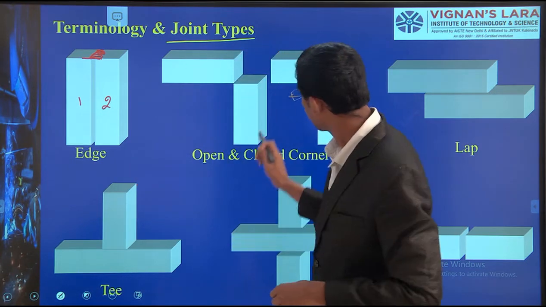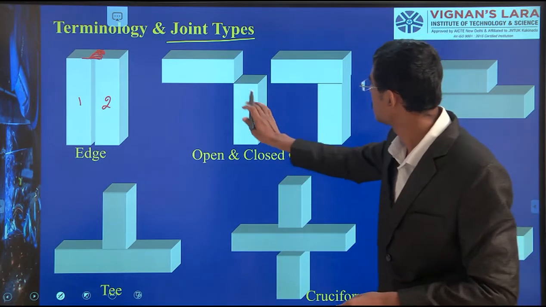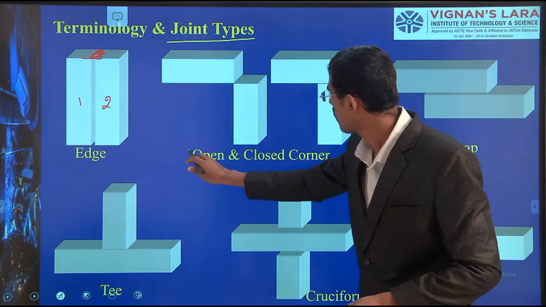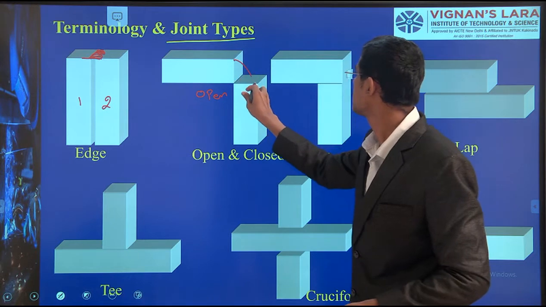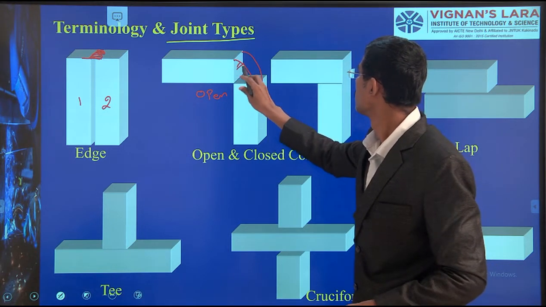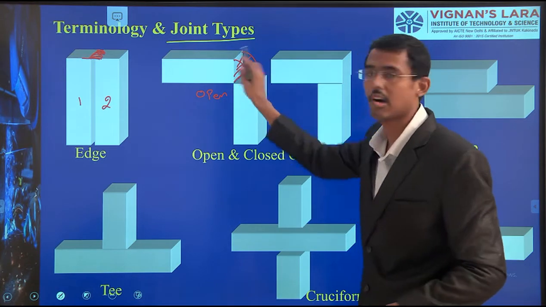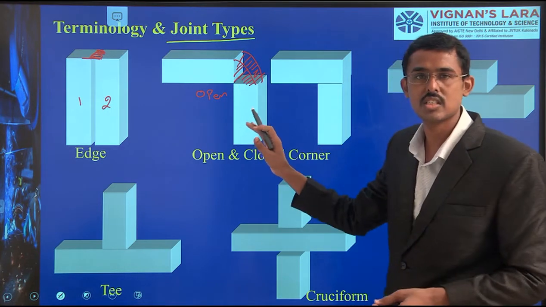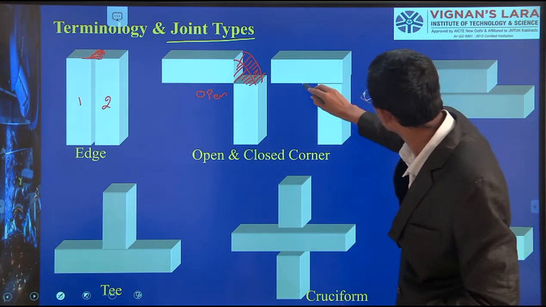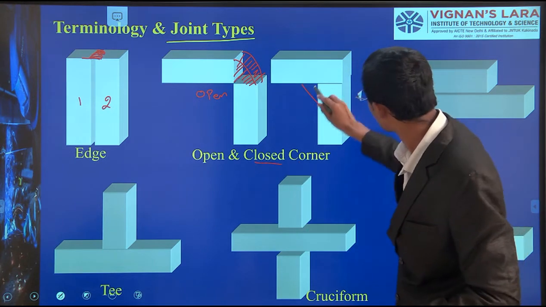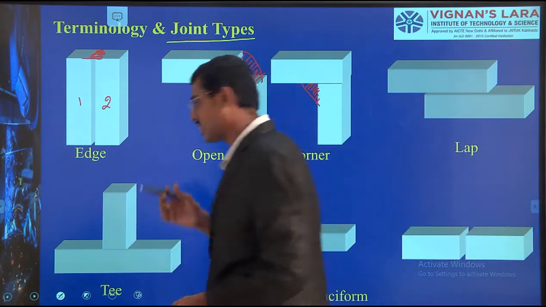And then the second one, you see, open and closed corner joints. This joint I want to weld, this is open, this is open. Here I want to weld, this region I want to weld. So, this is an open corner. By the joint configuration itself, we can understand this is an open corner. And here, where I want to weld in this zone, this is a closed corner. The name says everything, you can understand easily.